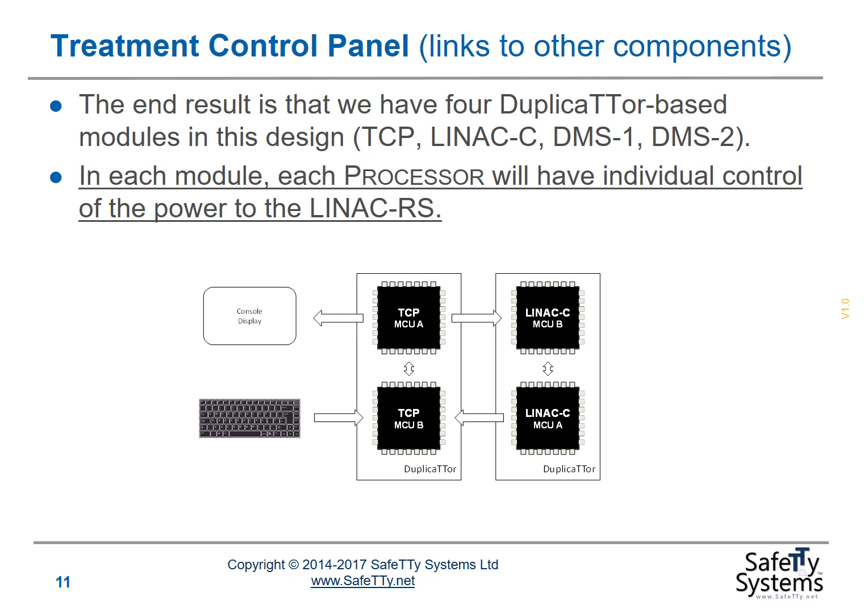The end result is that this design will include 4 duplicator-based modules for the TCP, the LINAC-C, the DMS1, and the DMS2. In each module, each processor will have individual control of the power to the LINAC-RS. In this way, with these various cross-checks and use of this duplicator module, we'll have confidence that we will obtain the correct results from this piece of medical equipment.